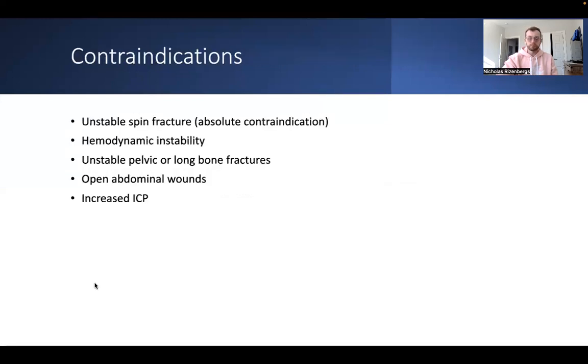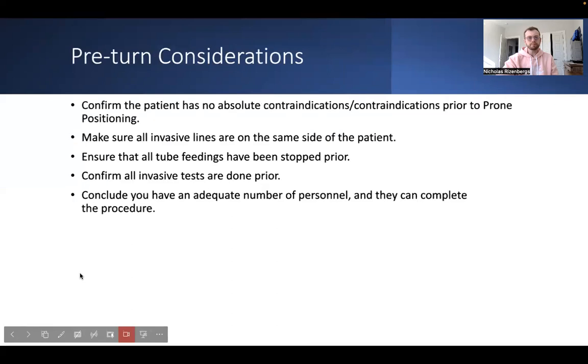So contraindications to proning them. If they have an unstable spine fracture, that's going to be an absolute contraindication. You cannot be moving these people around a lot. Hemodynamic instability, the rest of these are just contraindications, not absolute. So unstable pelvic or long bone fractures. It's going to be kind of hard to wrap somebody up and move them around a lot if they have a lot of unstable broken bones. We're just going to cause more trouble than good. They have open abdominal wounds or an increased intracranial pressure.